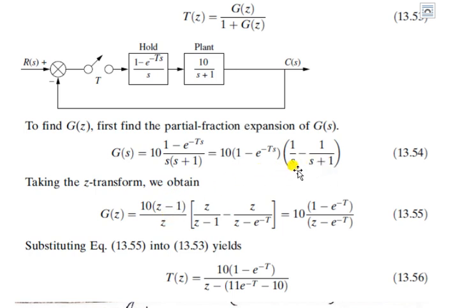And for this remaining term, again we need to convert the s domain into the z domain, so you will take the z transform. So 1 upon s will become z upon z minus 1, minus 1 upon s plus 1 becomes minus z upon z minus e to the power minus T. And if you take the LCM, after solving this you will get this term. Now if you again see this diagram, this into this will be G of s, which is this term, and after converting G of s into G of z, we are getting this one.